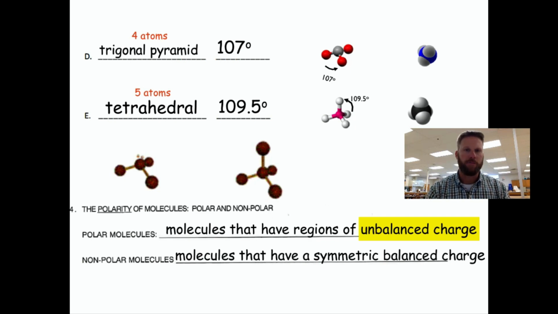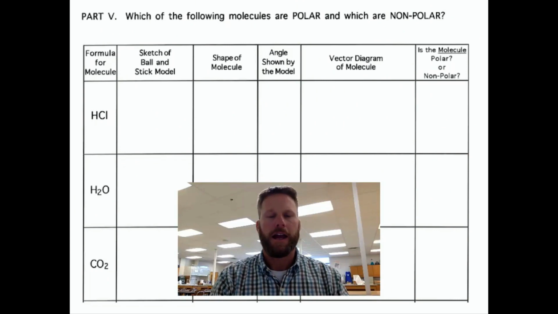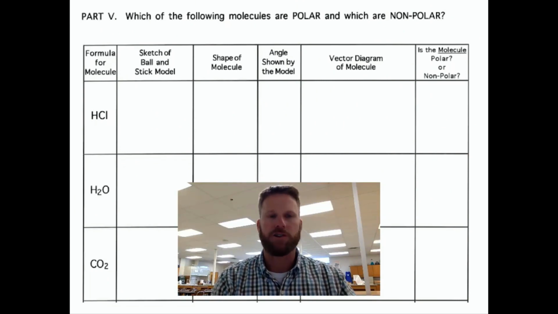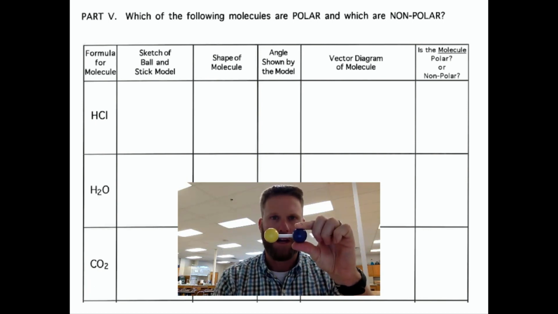There isn't a positive region of the molecule. There's not a negative region of the molecule. Now this is best seen by filling out this table that we have here and looking at the different types of bonds. So if we look at HCl and sketch the ball and stick model, really I can just show you what HCl would look like right here.